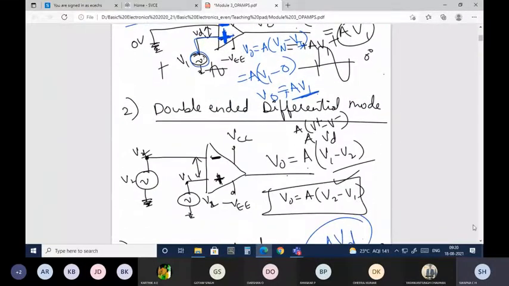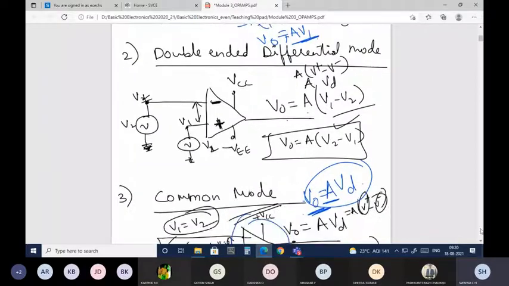Then comes the double-ended differential mode. Double-ended differential mode in the sense you will provide different inputs for the inverting terminal as well as the non-inverting terminal, and the difference between those two will be taken and given to the op-amp. This is nothing but your op-amp, so that your V0 will be equal to A times of V1 minus V2. So this is a double-ended differential mode.